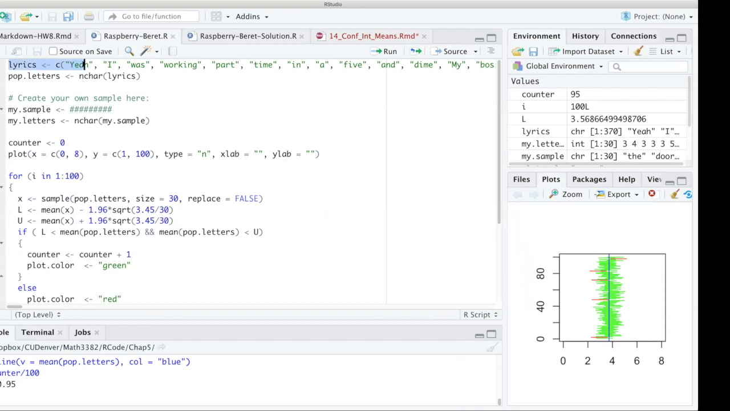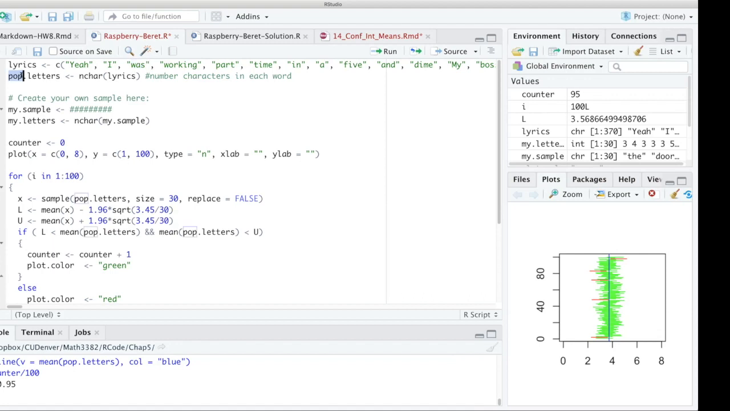So we can think of this as our population, right? Most of the time, we're not going to know what this is. And this command over here calculates the number of characters in each word. So it's going to take "yeah" and convert that to 4. And it's going to take "I" and convert it to 1. It's going to take "was" and convert it to 3, and so on. So that's going to give us some numbers now.